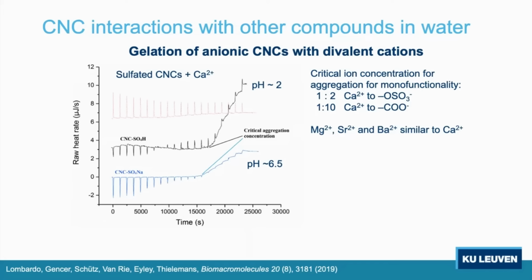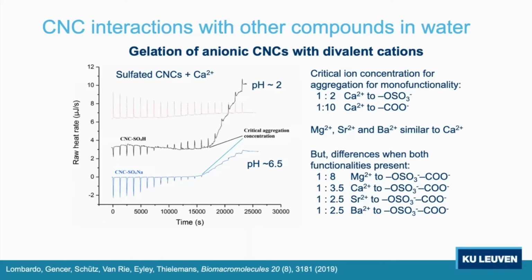We find the same for calcium. We find the same for magnesium, strontium, and barium, that these ratios stay roughly the same. When does it change? If you take cellulose nanocrystals and you put two functionalities on them, you put sulfates on them, and you put carboxylate at the same time, then you find that your ratios change with the size of the ion or the hydration state of your ion. This is something that baffled us for a while. Why would it change if you have these double functionalities?